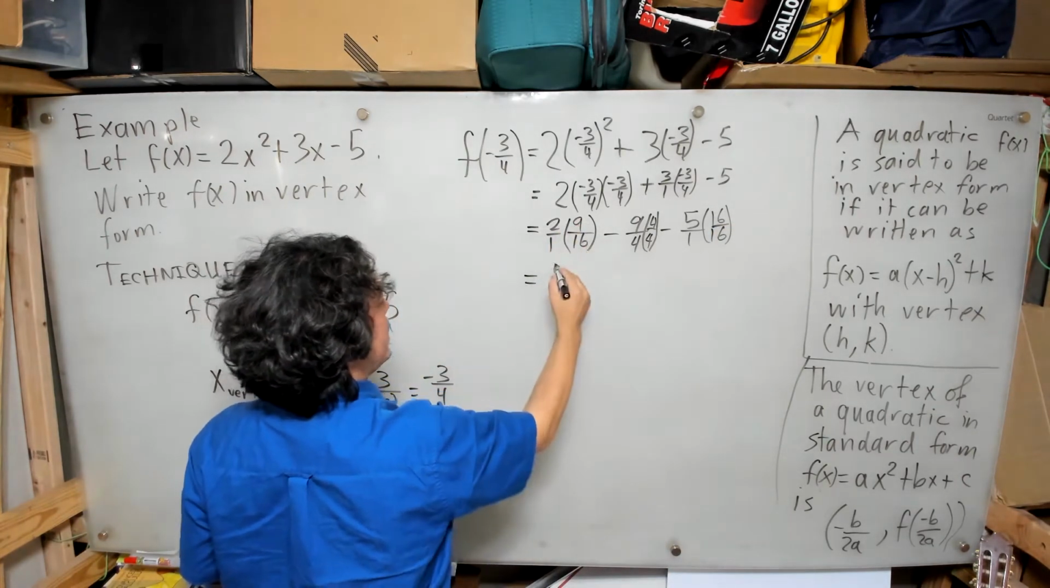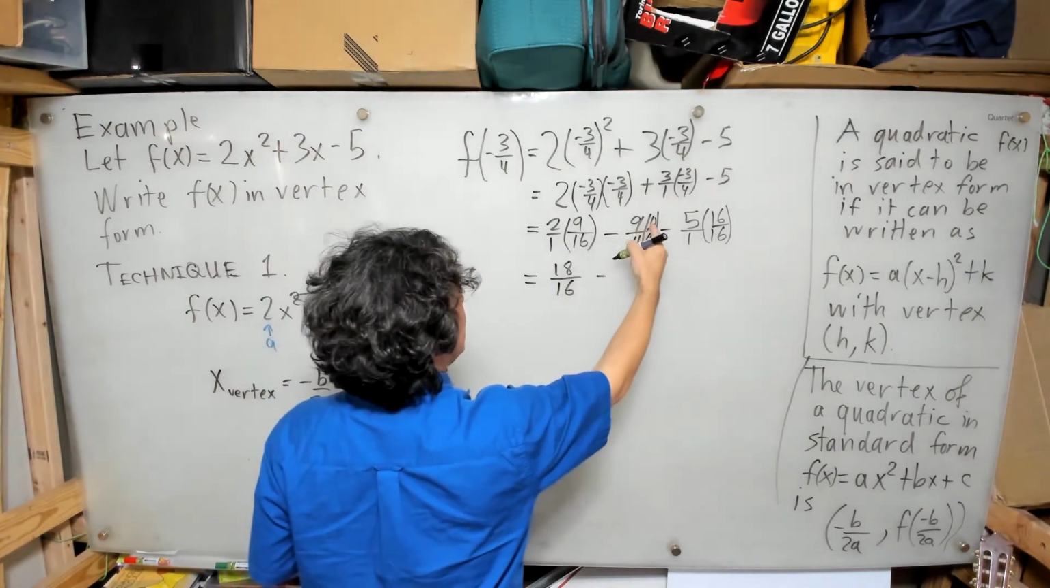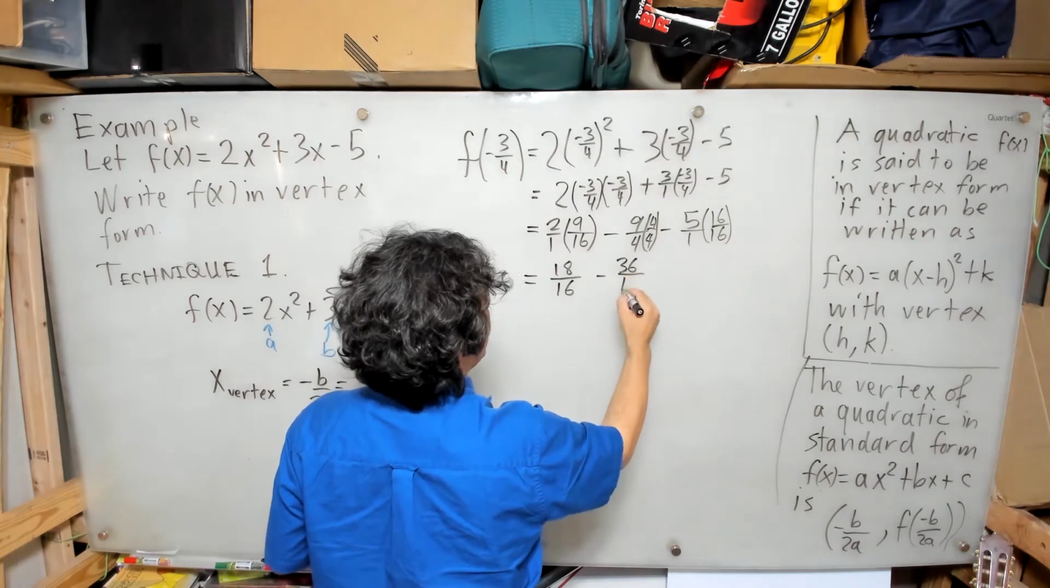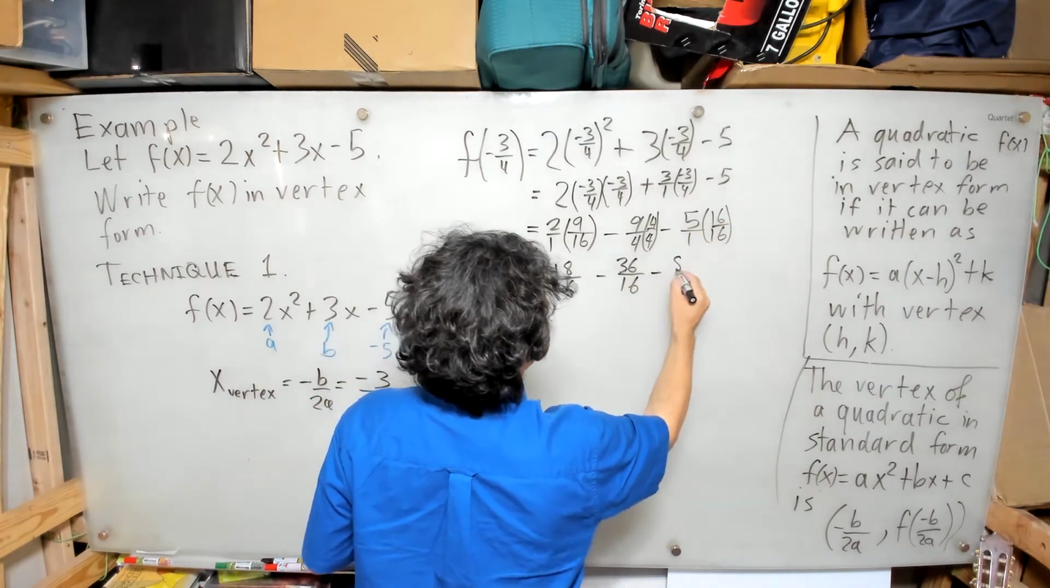2 times 9 is 18. So I get 18 over 16 minus 9 times 4 is 36 over 16. Then minus 5 times 16, that'll be 80 over 16.